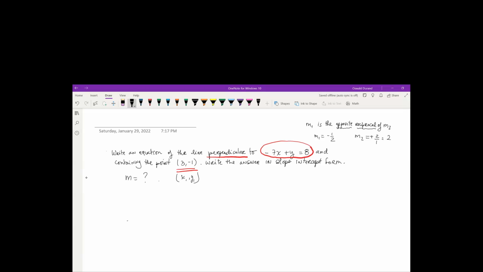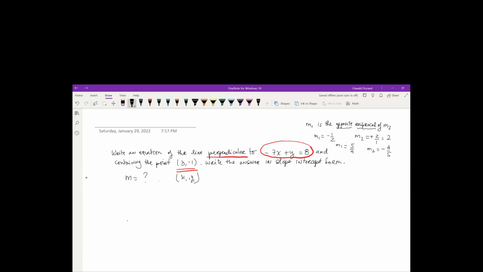Let's do another example. If m1 is equal to 5/4, then the first slope is positive, so m2 is going to be negative, and the reciprocal of 5/4 is 4/5. So that's the relationship between two perpendicular lines.